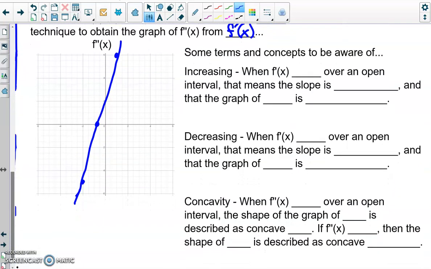Okay, so some terms and some concepts to be aware of come in with these different graphs. And this overall idea of how f prime and f double prime relate.